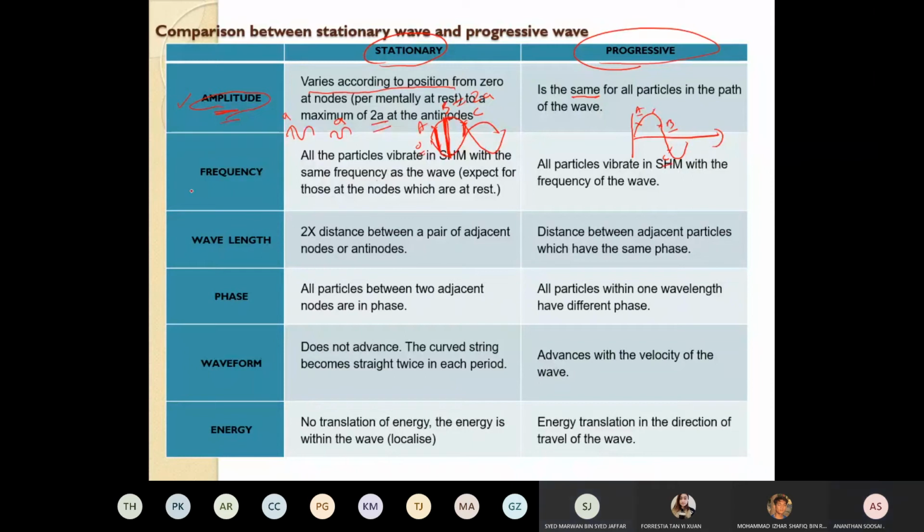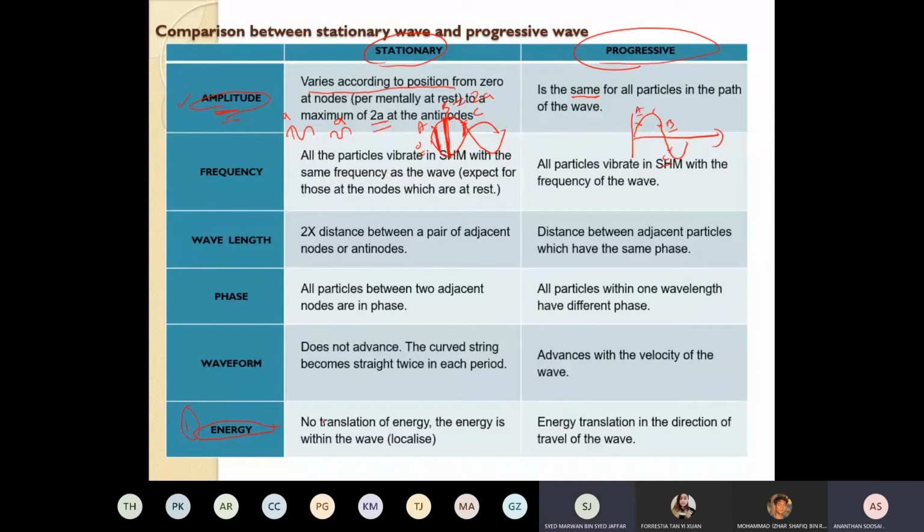Okay, next, I go to the energy first, the lowest one. If the question asks for one difference between progressive and stationary waves, I think the best answer you can give is about the energy. This is the first thing you can talk about, energy. Okay, what is it about energy? I think I already told you.